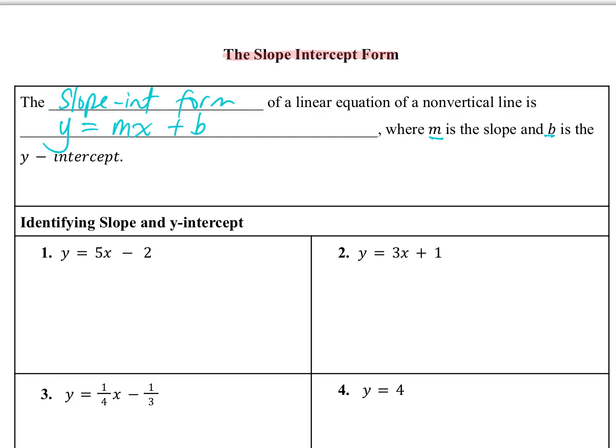Okay, so let's define that properly. It says that our m here is your slope, and your b in here is going to be your y-intercept. Now, y-intercept happens when x is equal to 0. Here we say x is equal to 0. Okay, so let's identify some of the slope and the y-intercept in these following examples.